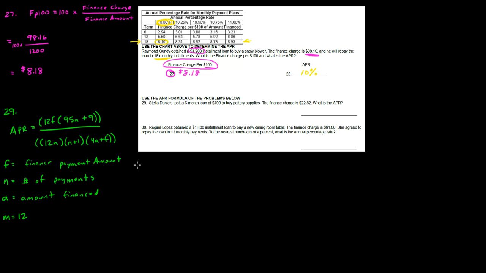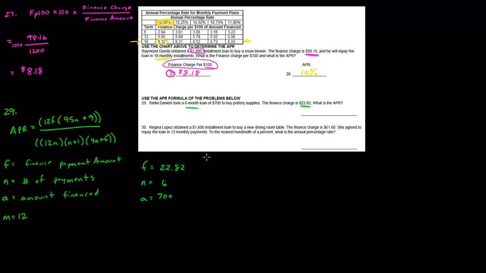So I'm going to figure out what my F, N, and A are. In this problem, my F, you'll see, is 22.82, because that's the finance charge amount. And then my N, the number of payments, it looks like it's a 6-month loan, so this would be 6 payments. And then my A is the amount of the loan, which it looks like is 700. So I'll take this information and plug it into this formula.